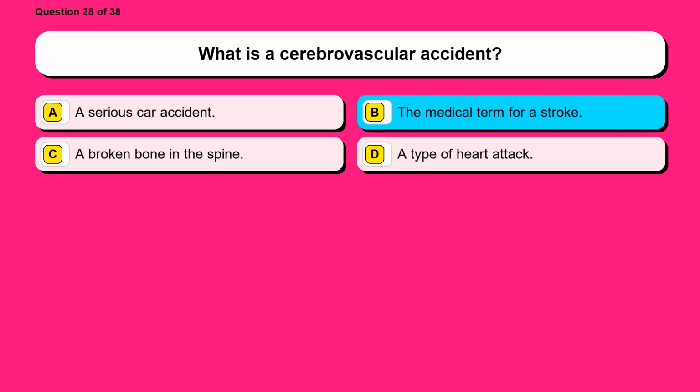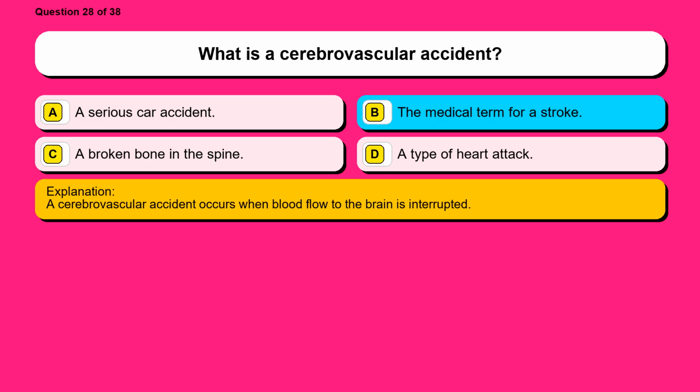The correct answer is option B. The medical term for a stroke. A cerebrovascular accident occurs when blood flow to the brain is interrupted.